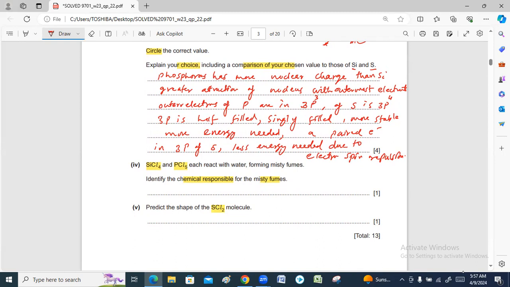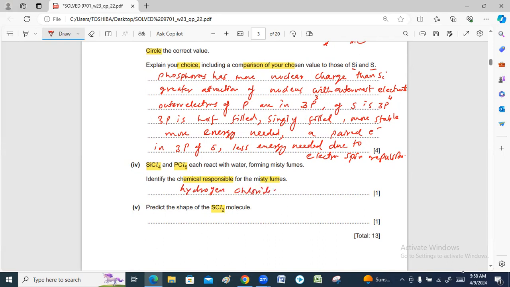Now, identify the chemical responsible for the misty fumes. SiCl4 and PCl5 each react with water, forming misty fumes. They both react with water to form hydrogen chloride. So HCl, hydrogen chloride, is responsible for these misty fumes.